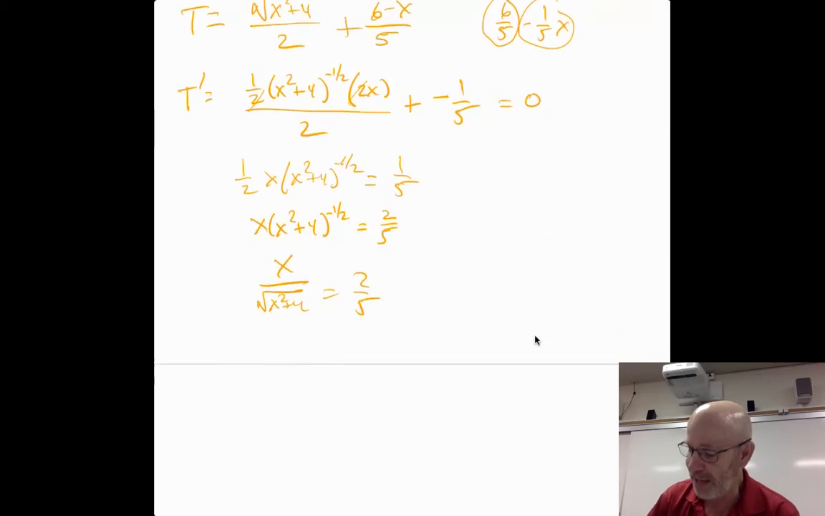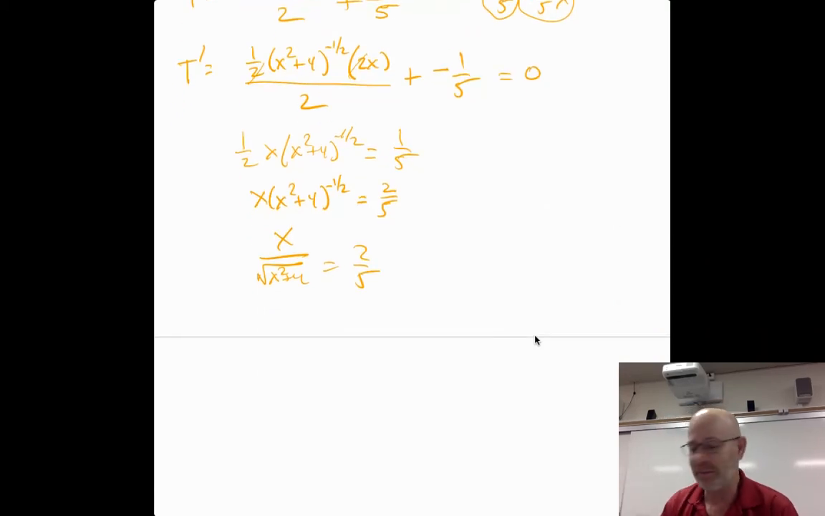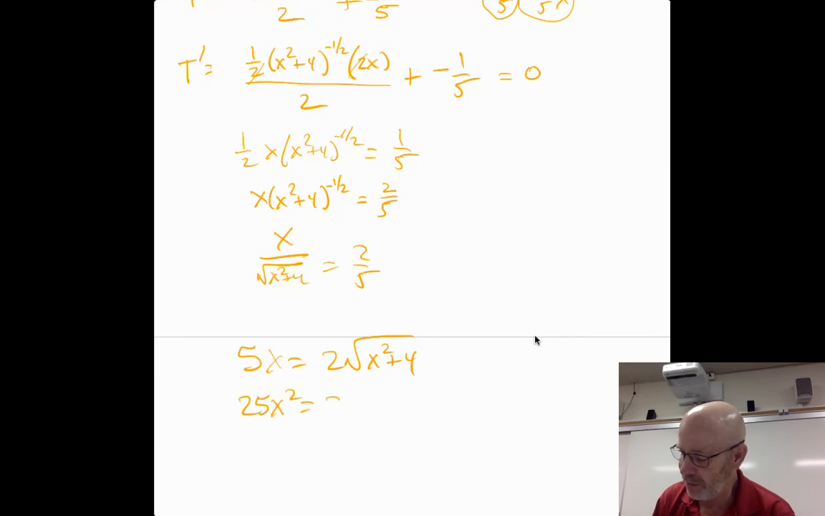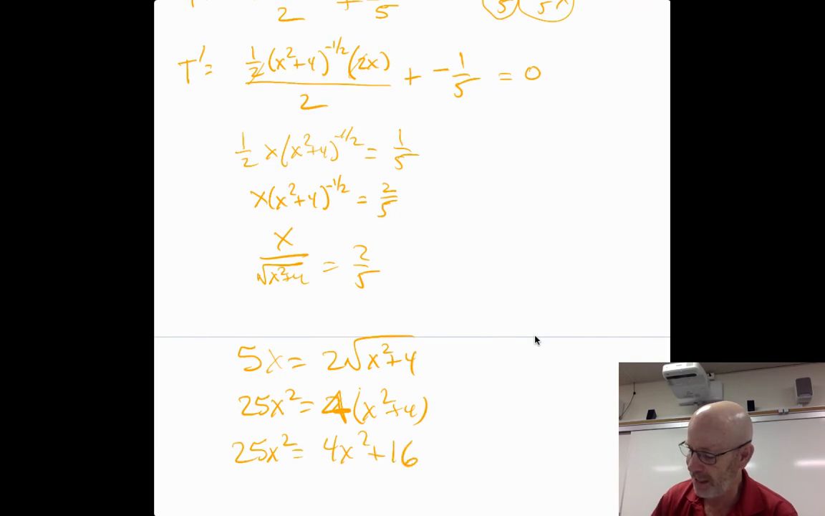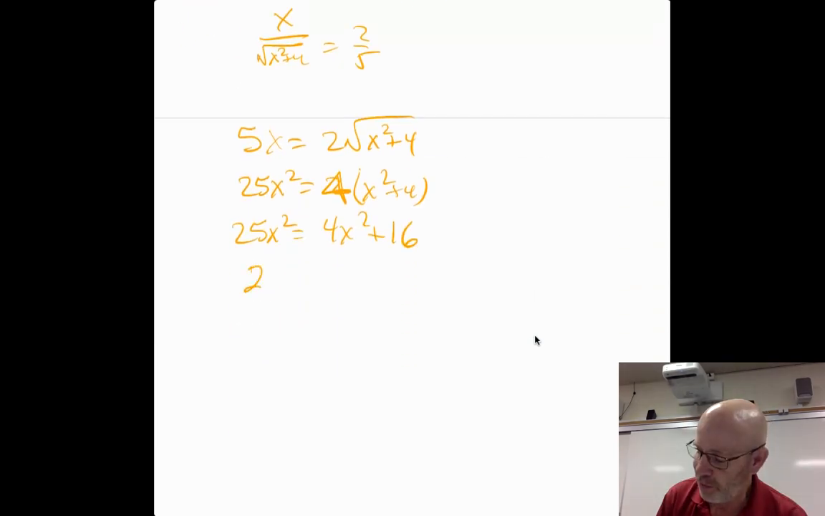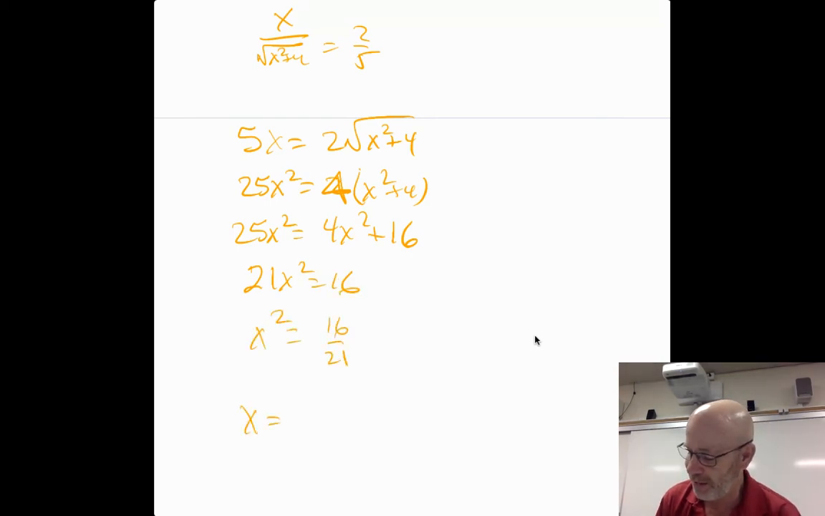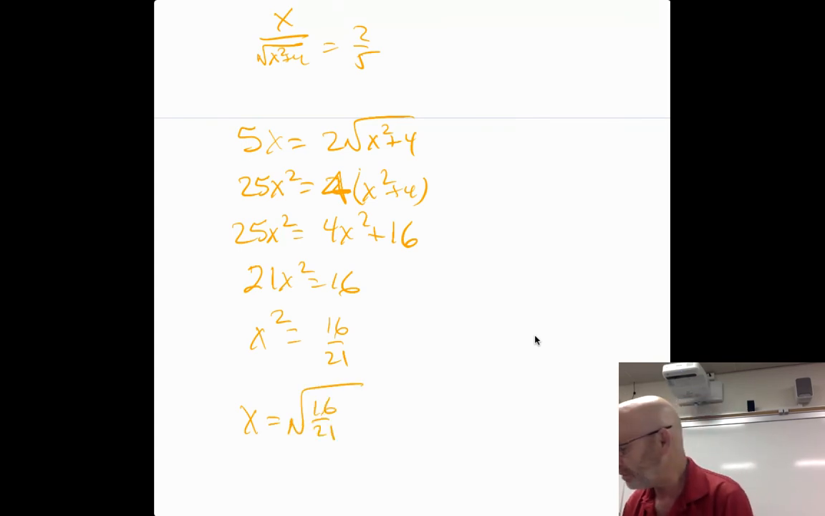What I'm going to do is just square both sides. I could cross multiply. There are lots of different ways to do it. Let's cross multiply just for fun. 5x equals 2 times the square root of x squared plus 4. Now I'm going to square both sides. 25x squared equals 4 times (x squared plus 4), so 25x squared equals 4x squared plus 16. We'll go over here: 21x squared equals 16. x squared equals 16 over 21. So x is the square root of 16 over 21. The square root of that number is 0.87.